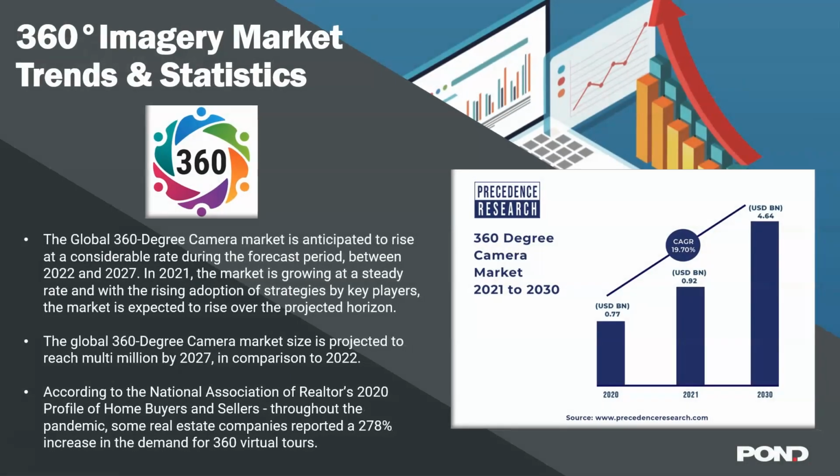So, 360 imagery market trends and statistics. The global 360-degree camera market is anticipated to rise at a considerable rate during the forecast period between 2022 and 2027. In 2021, the market is growing at a steady rate, and with the rising adoption of strategies by key players, the market is expected to rise over the projected horizon. The global 360-degree camera market size is projected to reach multi-million by 2027 in comparison to 2022.